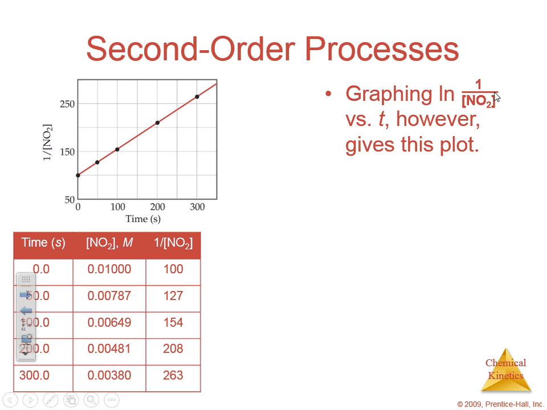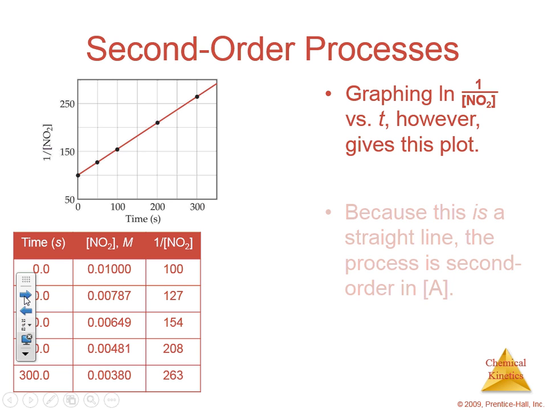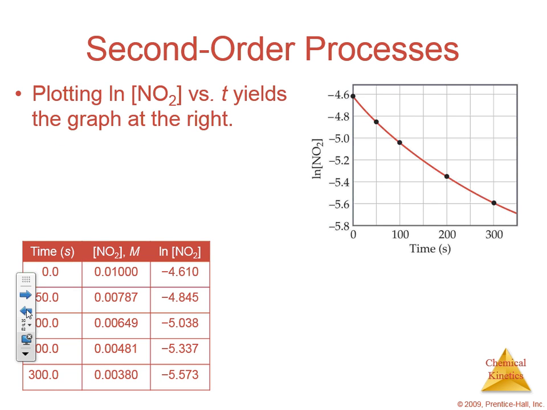Since we get a straight line using 1 over the concentration of A at t, in this case the concentration being NO2, since that's what we're studying, we see that we have a nice second order process in A occurring. So you are going to be studying first order processes and second order processes. We'll go back real quick.